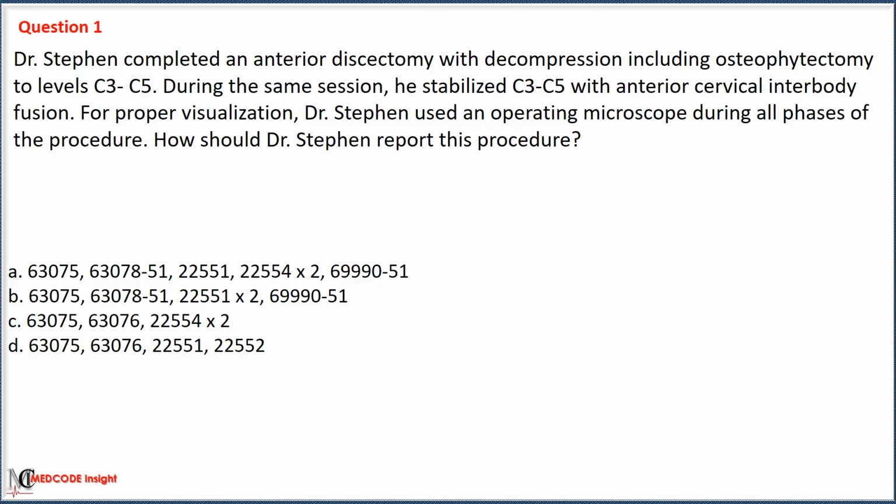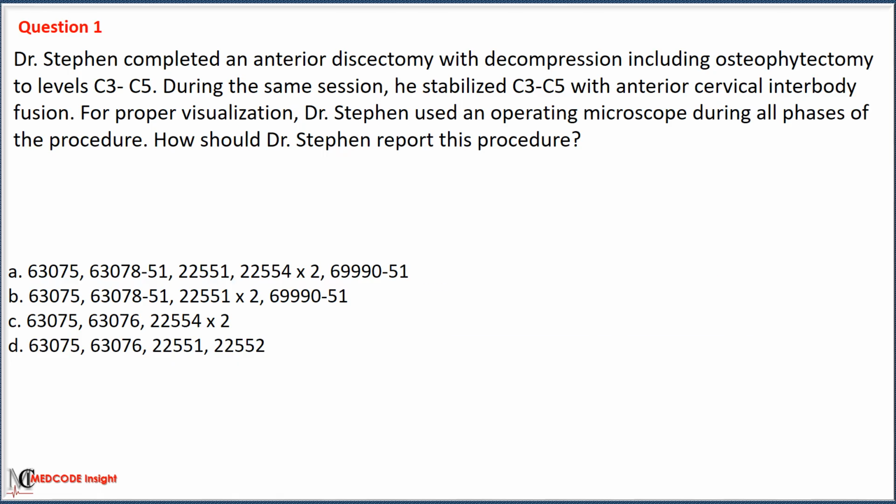Option A with codes 63075, 63078 along with modifier 51, 22551, 22554 times 2, 69990 along with modifier 51. Option B with codes 63075, 63078 along with modifier 51, 22551 times 2, 69990 along with modifier 51. Option C with codes 63075, 63076, 22554 times 2. Option D with codes 63075, 63076, 22551, 22552.